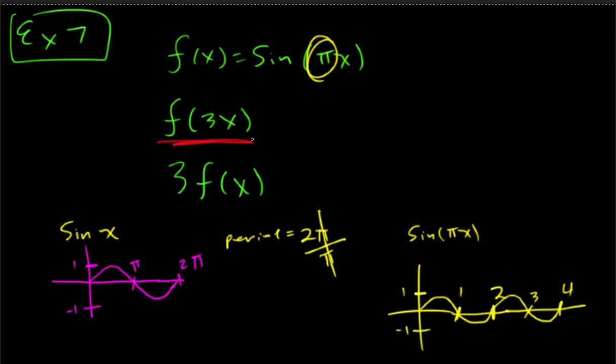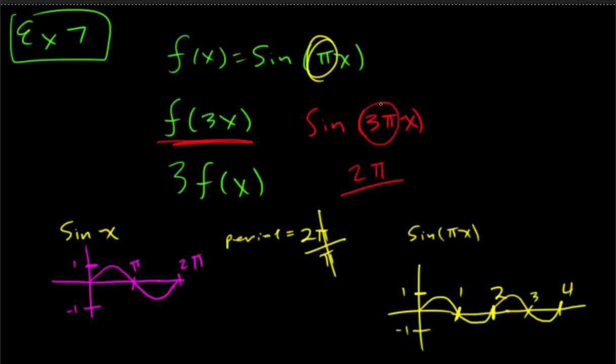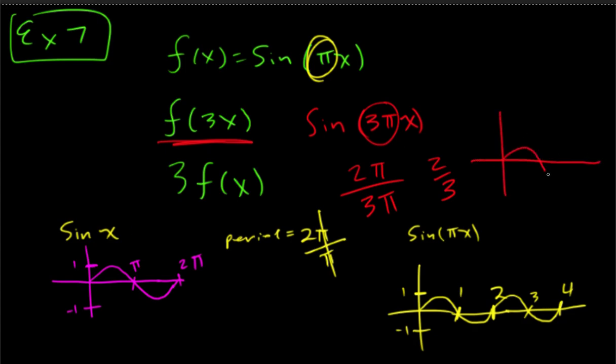Now, if we do f of 3x, just to be clear, that's saying sine of 3 pi x. We're going to go through that same process with the period. We take the original period, divide it by the new thing that's out in front, and this time our new period is 2/3. So if we graph that, we can draw it exactly the same, but we just know that the full period is going to be 2/3, and this is going to be half of that, so that's going to be 1/3. Once again, the max is still 1, and the min is still negative 1.